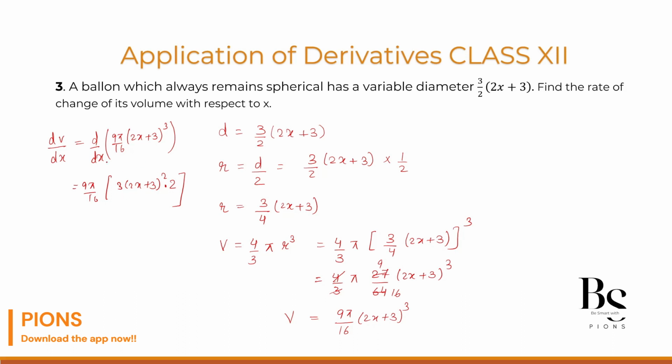Okay, if you have any confusion in differentiation, go through the lectures of differentiation once again. So it will be 2 3s are 6, 6 9s are 54 pi by 16, which you can further cancel out with 2 and make it here 27 pi by 8 into 2x plus 3 whole square. Done. This is the way volume is changing with respect to x for this particular question.